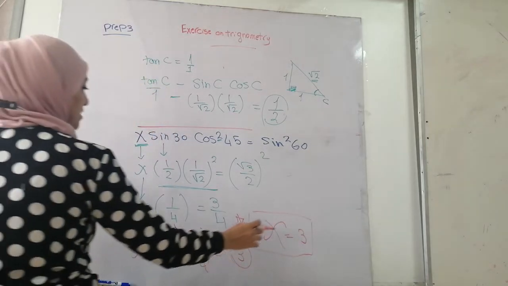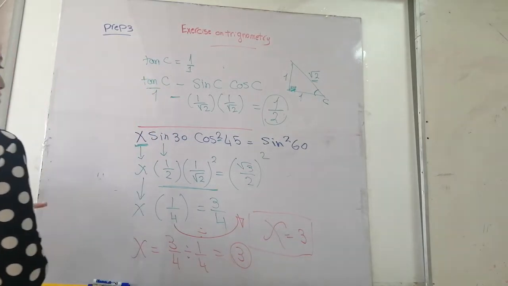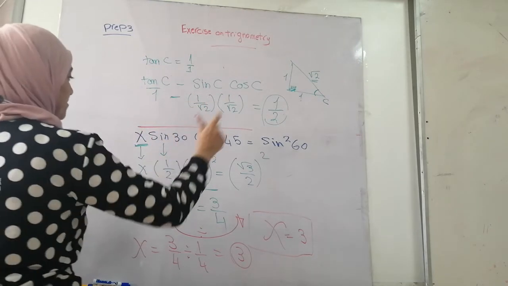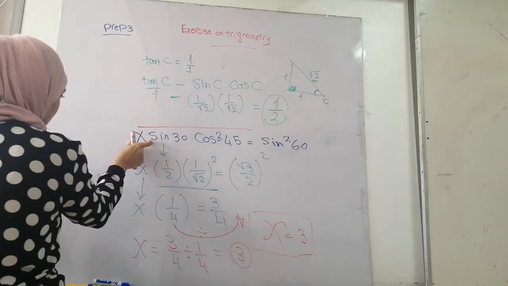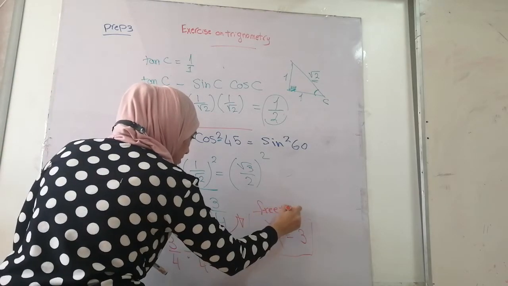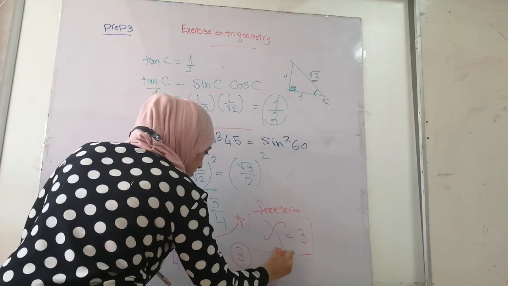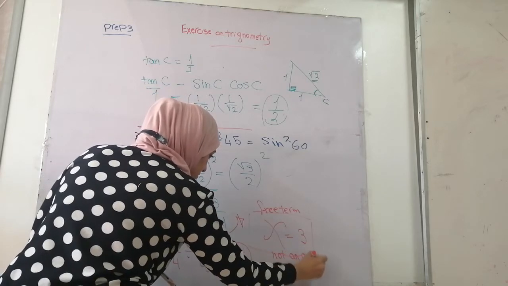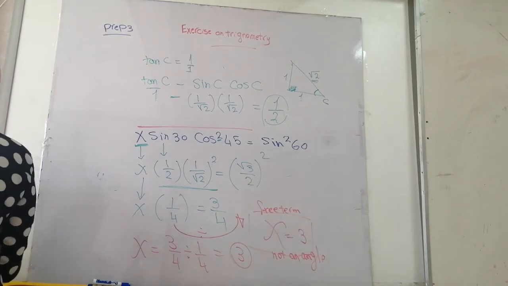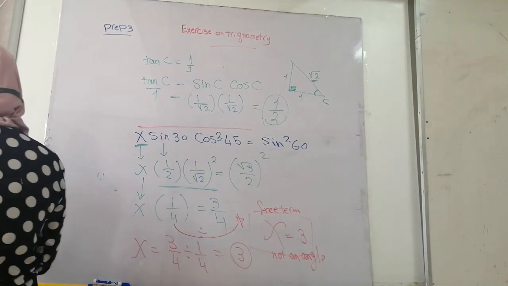Here the value of x is written as 1 digit or 2 digits, not as 30, 45, 60, because it's not an angle, it's a free term. Okay, let's take another example.